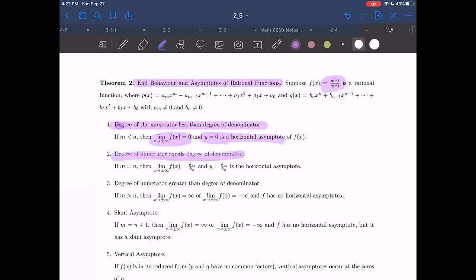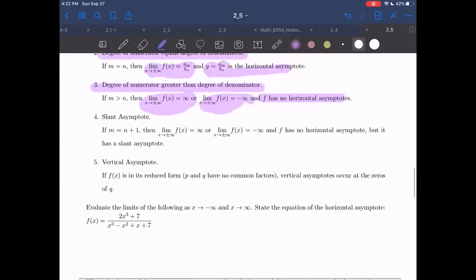If the degree of our numerator equals the degree of the denominator, then the limit as x approaches positive or negative infinity is going to equal the ratio of the coefficients of those two leading terms, and that'll also be our horizontal asymptote. If the degree of our numerator is greater than the degree of our denominator, then as x approaches positive or negative infinity, our function is going to approach positive or negative infinity, and we won't have any horizontal asymptotes.